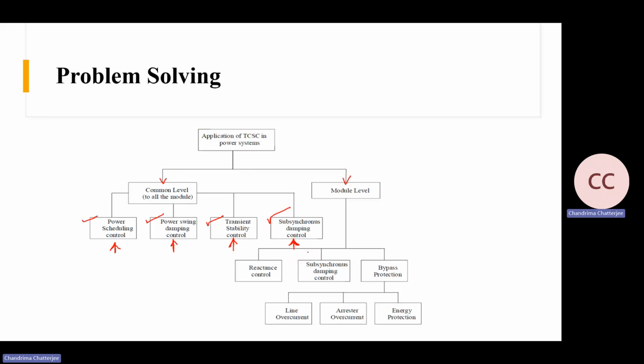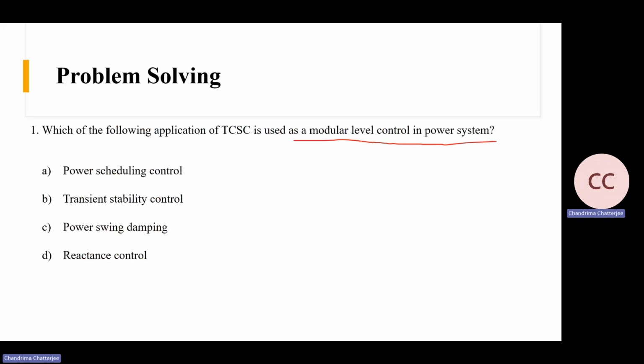And then there comes module level control, which we use for reactance control, then synchronous damping control, bypass protection. Bypass protection we already discussed. Bypass protection is when we bypass the TCR. And then there are line over current, arrestor over current, energy protection. So what is the modular level control? That is reactance control.